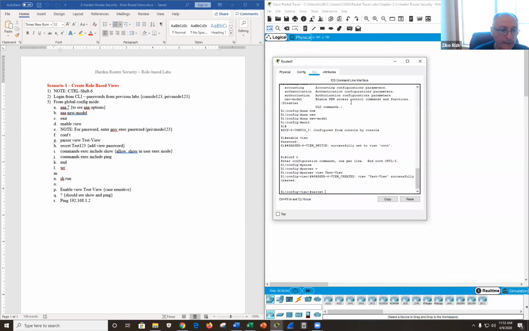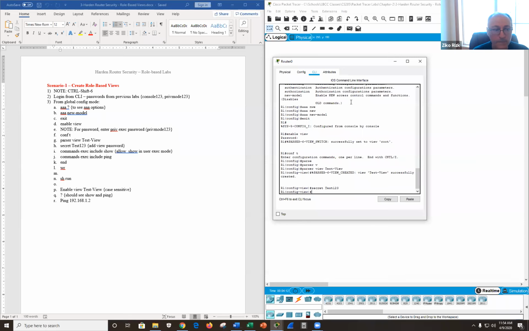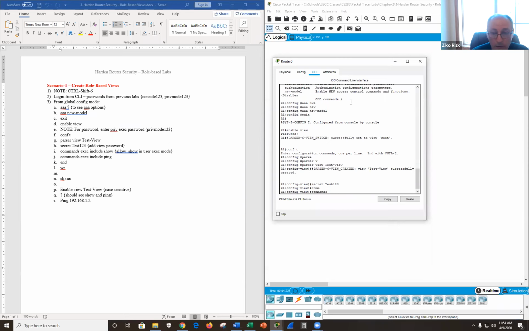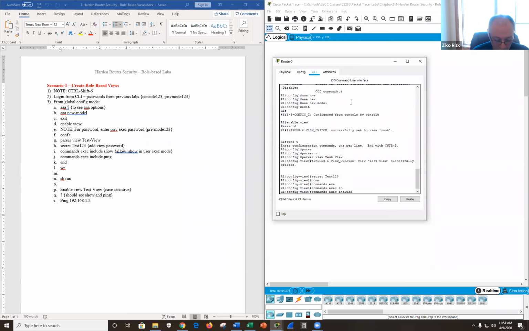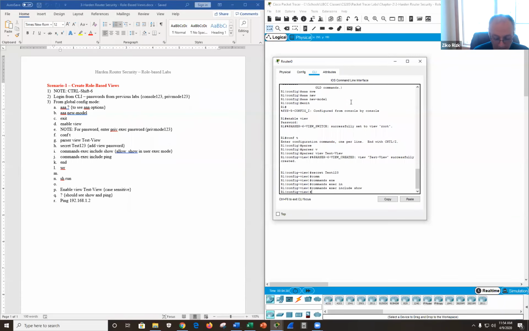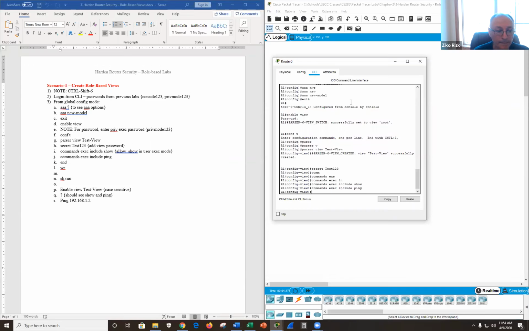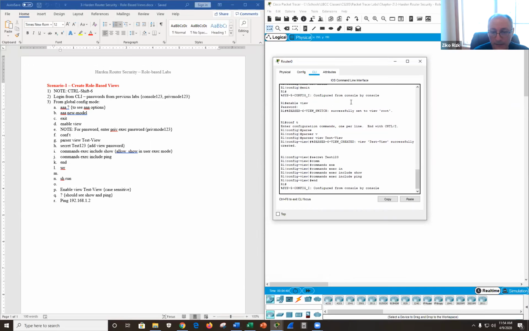So anyway, secret, test 1, 2, 3. And now you list the commands. Everybody, you list the commands that you want to be available for that view. So I'm gonna type commands exec include show. And I'm gonna redo it and say include ping. And end to get out of the view.